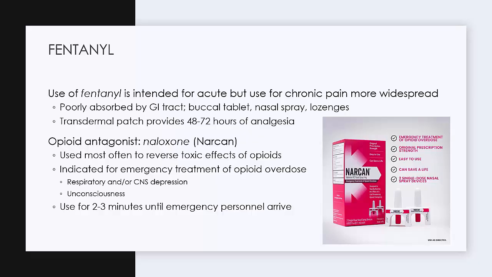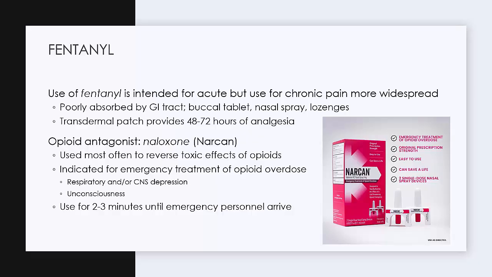Opioid antagonists such as naloxone. The opioid antagonist naloxone, also known as Narcan, binds competitively to opioid receptors but does not produce an analgesic or opioid side effect response. Therefore, it is used most often to reverse the toxic effects of opioid agonists.